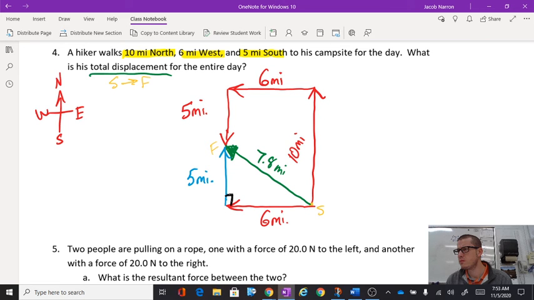Now I know what you're going to say, but Mr. Aaron, he walked 21 miles. I know, that's different. We're going to learn about that soon. But if I'm saying displacement, it's going to be 7.8 start to finish.